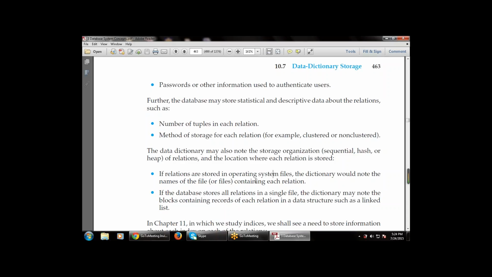The dictionary may note the blocks containing records of each relation in a data structure, such as a linked list. So a linked list means one node is related to another node. In one node there is information and an address, and each node is connected with the other node by use of the address. That is a linked list. That is, a list will be maintained in sequential order. There is a node, there is data, there is an address, and the address of one node is related with the address of another node.